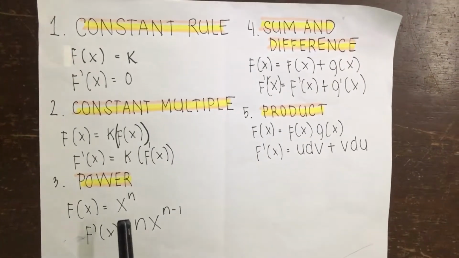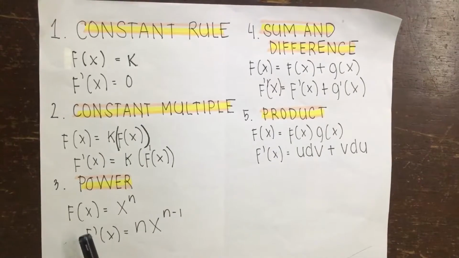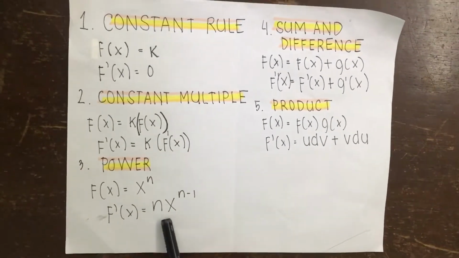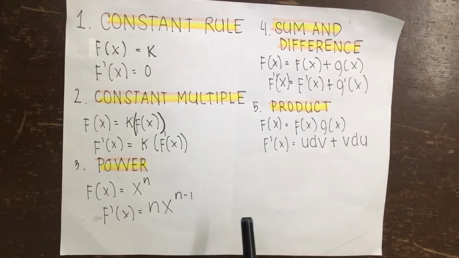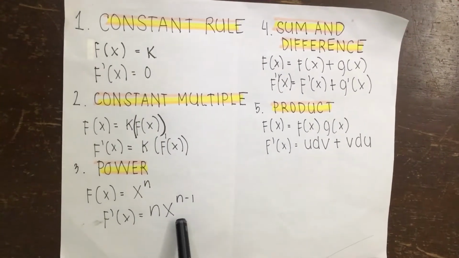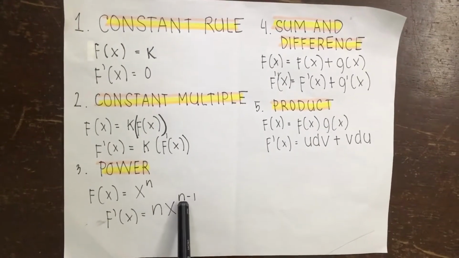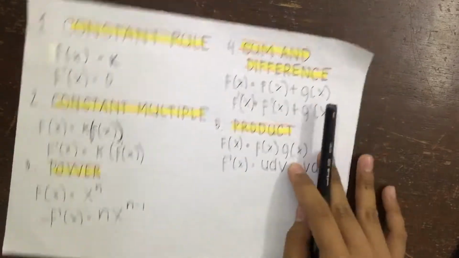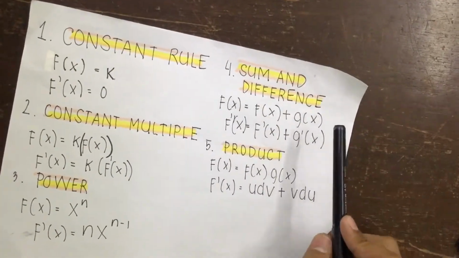Our third rule is the power rule. If you have a function equal to x raised to n, then f prime of x is equal to n times x raised to n minus 1. So we'll just bring down the exponent here and multiply it to the variable raised to n, or your exponent, minus 1.